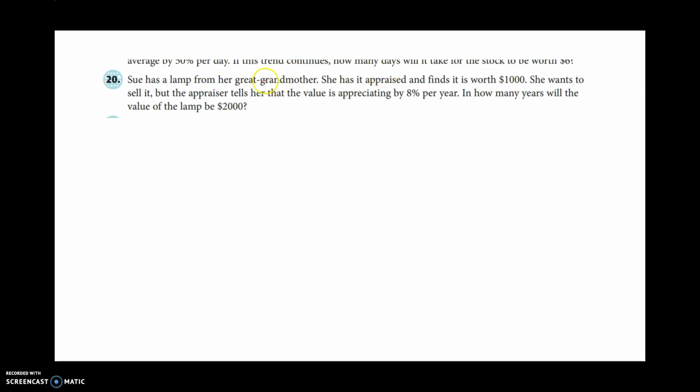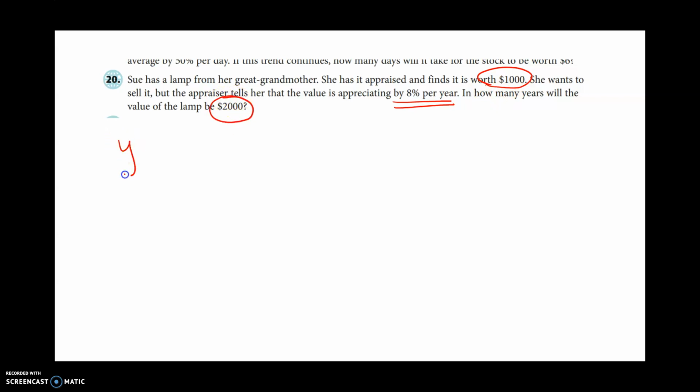Sue has a lamp from her great-grandmother. It's appraised and it's worth $1,000. The appraiser tells us that it's going to grow in value by 8% a year. In how many years will the value of the lamp be $2,000?